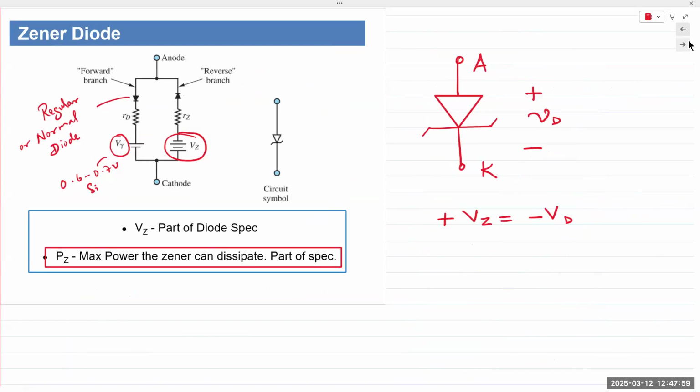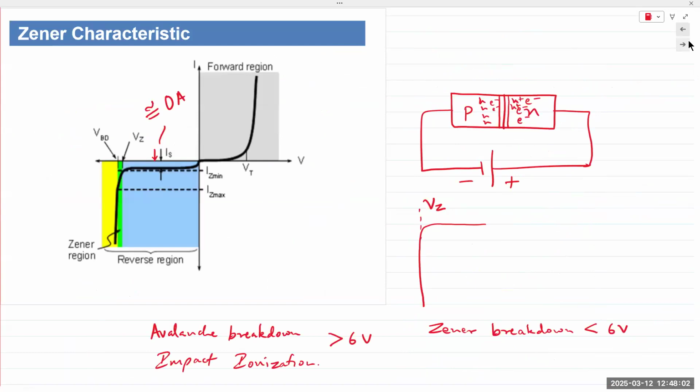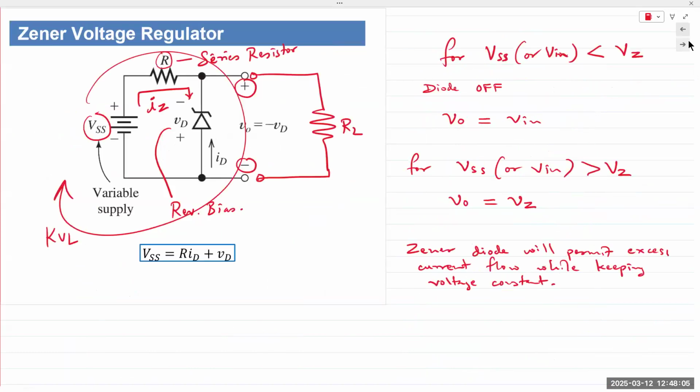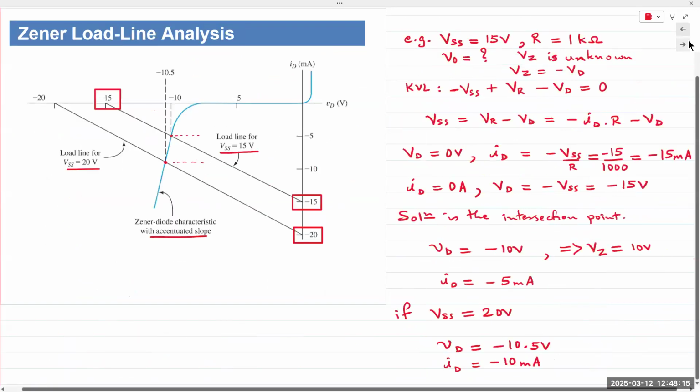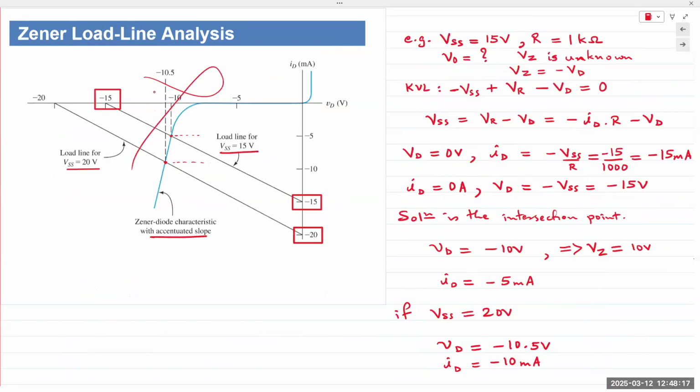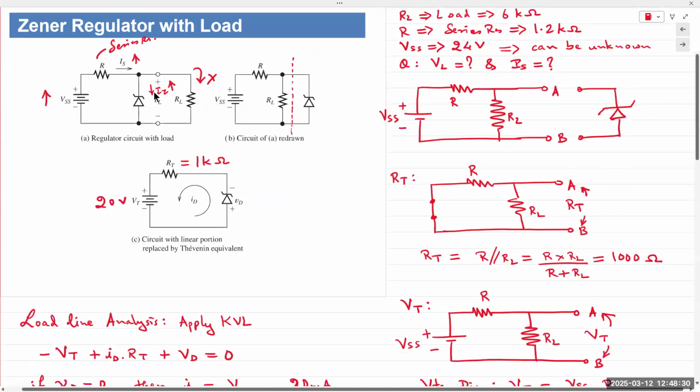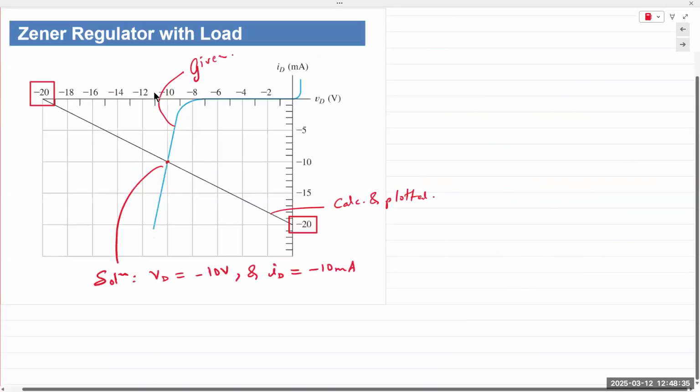Then we have the Zener diode problems. Voltage regulator, again, as I said, for Zener diodes, most likely, 99%, you will see a voltage regulator problem. Load line analysis, I won't do Zener load line analysis, but again, it's similar to the diode load line analysis. So no Zener load line analysis. Zener regulator with a load, okay, so make sure you review this.